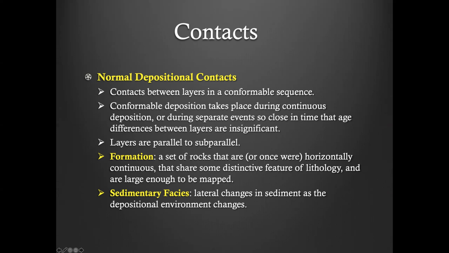Within these sets of layers of contacts or beds, we can define formations. A formation is a set of rocks that are or once were horizontally continuous, that share some distinctive feature of lithology and are large enough to be mapped. Okay, this is a key part for a structural geologist. We map formations. We map things that are large enough that we can trace them from one location to another location. And therefore, we can put them onto a geologic map.